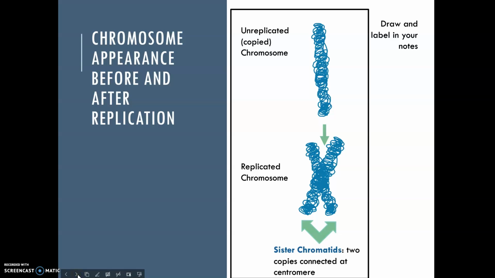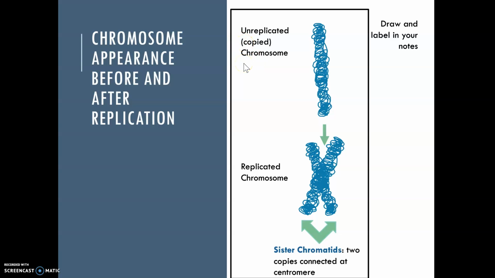All right, so I wanted to show you the chromosome when it's unreplicated, when it has not been copied, and when it has been copied. So I just took my chromosome, and to show this chromatin all coiled up, just make a whole bunch of squiggles, circle, circle, circle down one side, and that would be what we would call an unreplicated or uncopied chromosome.